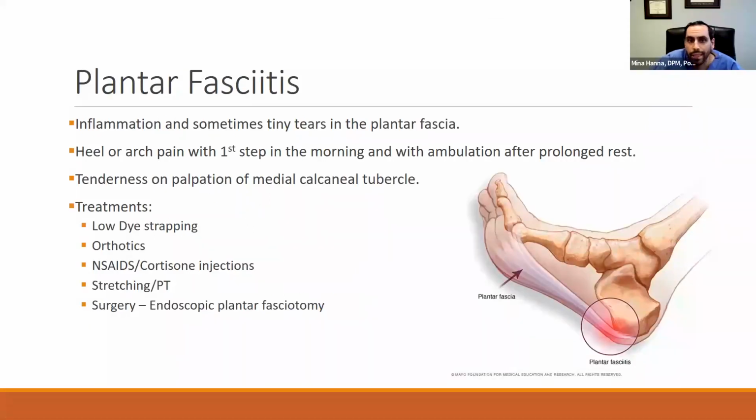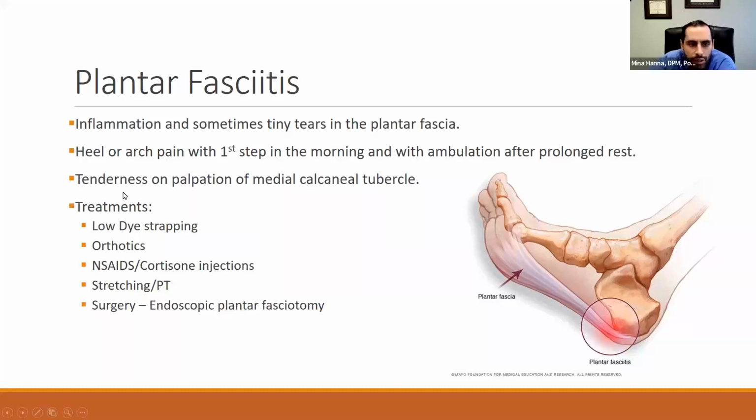All right, another common condition is plantar fasciitis. This is the most common reason for heel and arch pain. It's inflammation and sometimes tiny tears that occur in the plantar fascia. Heel or arch pain with the first step in the morning and with ambulation or after prolonged rest are usually what patients complain of. The tenderness is usually along the medial calcaneal tubercle, which is the inner aspect of the heel. Treatment options include low dye strapping, which is a taping technique to support the arch, orthotics, anti-inflammatories and cortisone injection, stretching and physical therapy.